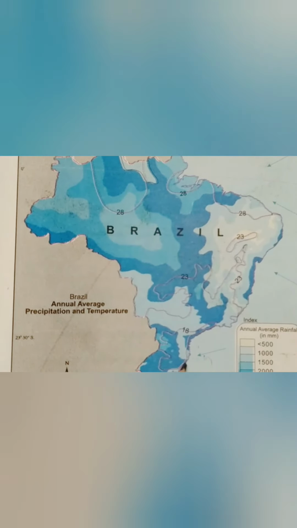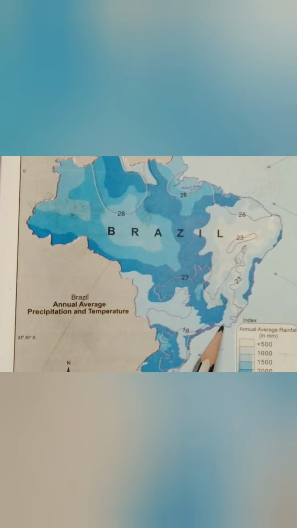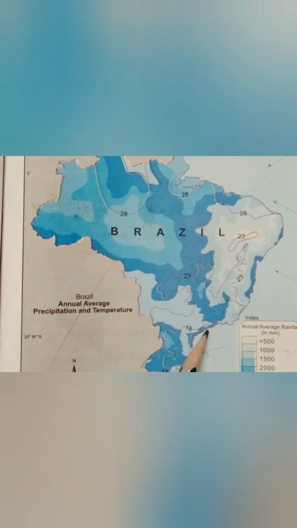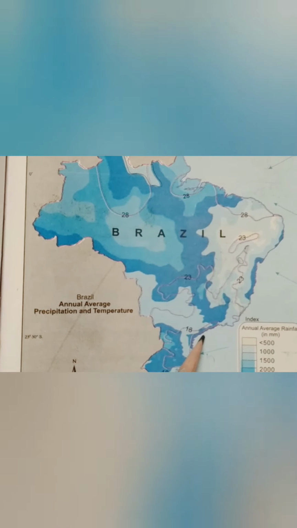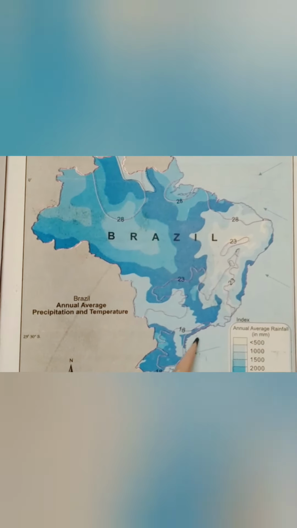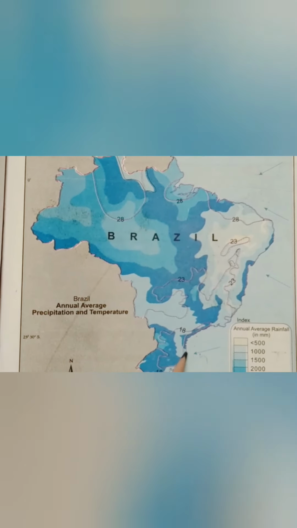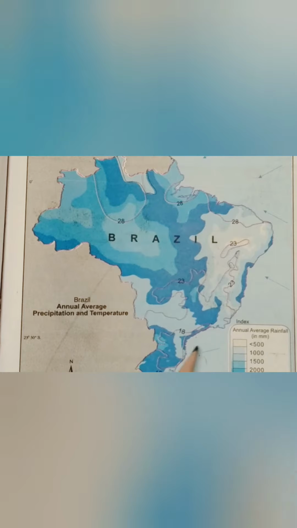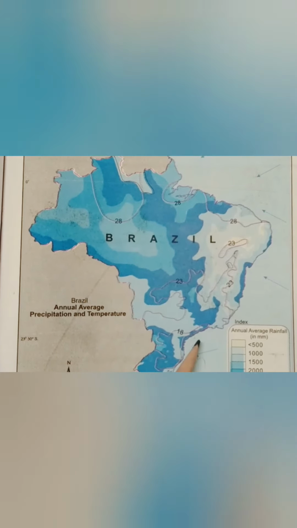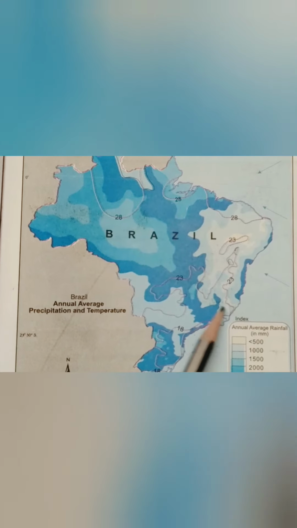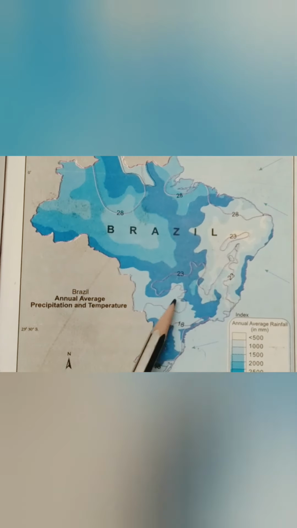Now, here I told you the great escarpment over here. It acts as a barrier. It blocks the trade wind, and therefore very heavy rainfall is given towards the coastal side, towards the windward side. Towards the leeward side, this region gets less rainfall.